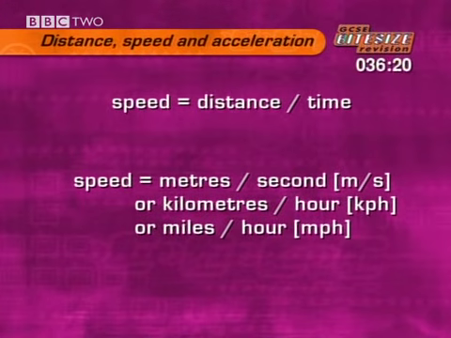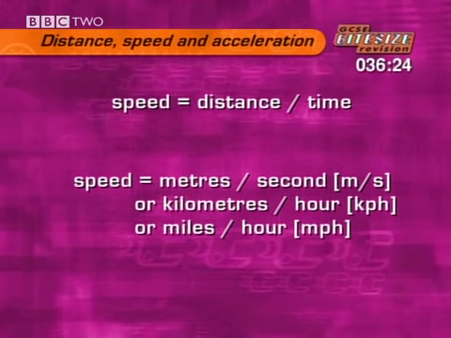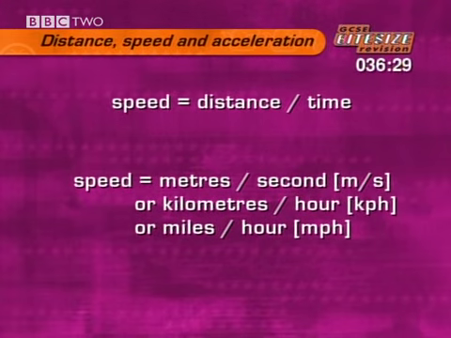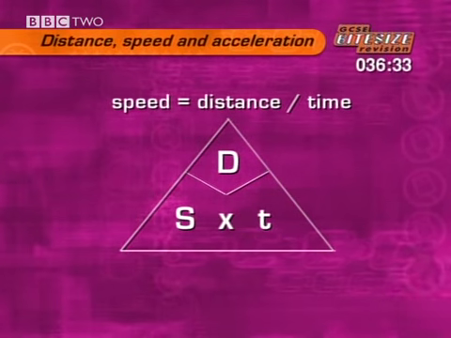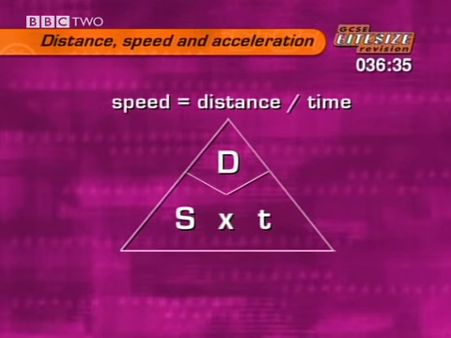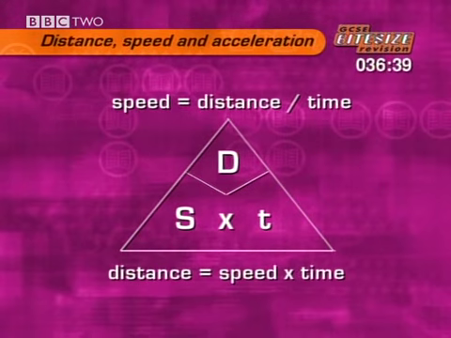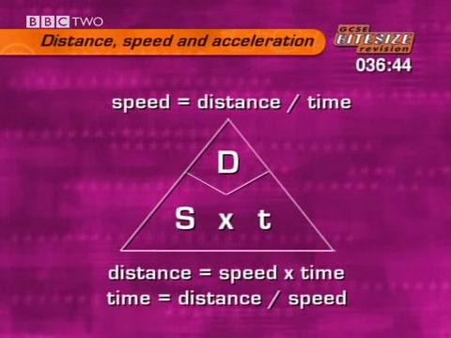The unit of speed is metres per second, kilometres per hour, or miles per hour, depending on the units of distance and time being used. If speed equals distance divided by time, and you know any two of these values, you can work out the remaining one. Distance equals speed multiplied by time, and time equals distance divided by speed.